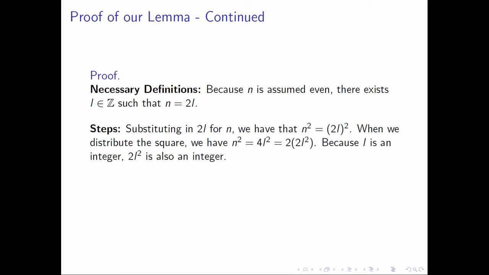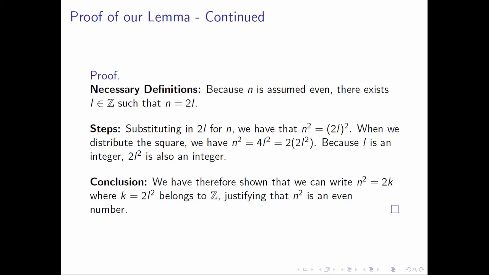Now remember, my goal is to take n squared and write it as 2 times something, but a little bit stronger than that. I want to write n squared as 2 times something, where the something happens to be an integer. So in this last step, I say, because l is an integer, 2l squared is also an integer. That step is to stress that yes, I've written n squared as 2 times something, and in fact, the something, the 2l squared, happens to be an integer.